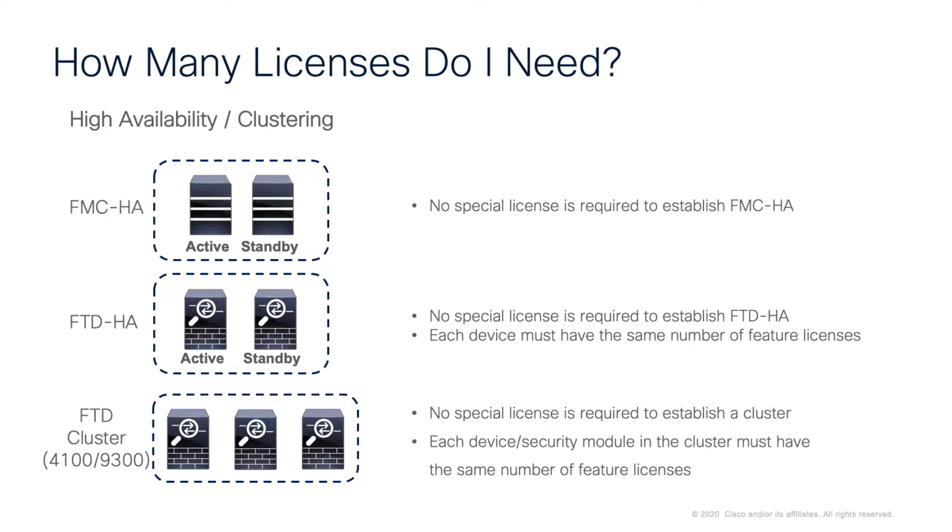And the same goes for clustering. For our largest appliances, for example the 4100 or 9300 series, again, there's no license required to enable or establish the cluster, but each device or security module within the cluster must have the same number and type of feature licenses enabled. So if we're using the IPS capabilities, for example, the threat license, and you want to deploy next generation intrusion prevention throughout the cluster, then in this case where we have 3 devices, each device or security module needs to have the threat license. So you would need to purchase 3 threat licenses in that case.